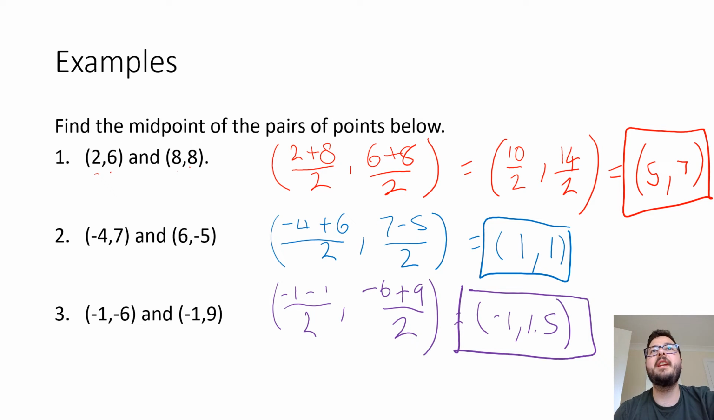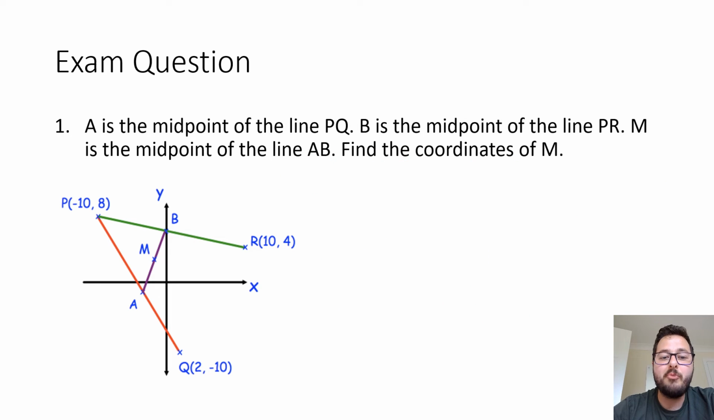Okay, great. So hopefully you're happy with using that formula. Now let's use a bit of an exam question. So A is the midpoint of the line PQ, B is the midpoint of the line PR, M is the midpoint of the line AB. Find the coordinates of M.